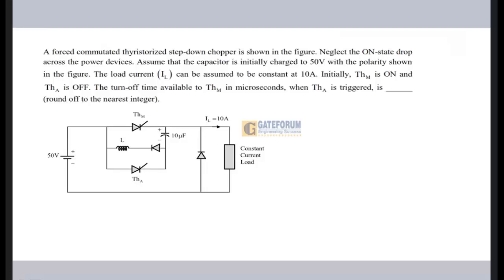Hello students, so this particular question was asked from the power electronics section in your GATE 24 EE paper. In this question they are asking that a force commutated thyristorized step down chopper is shown in the figure. It is a step down chopper because the switch is here and this is your freewheeling diode. Assume that the capacitor is initially charged to 50 volt, the supply voltage, with the polarity shown in the figure. The load current IL can be assumed to be continuous at 10 ampere.